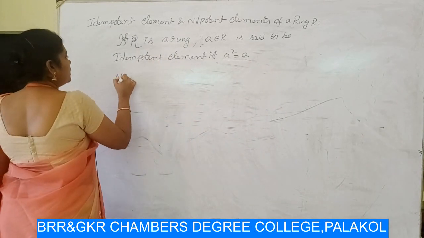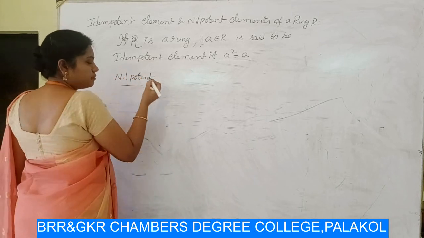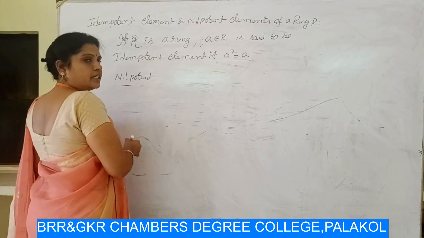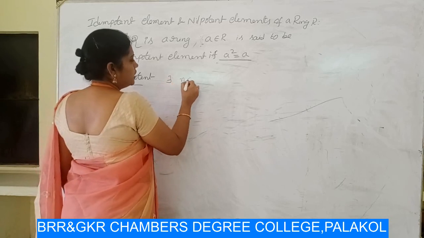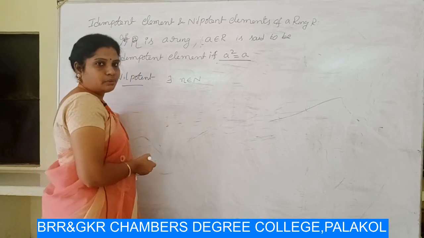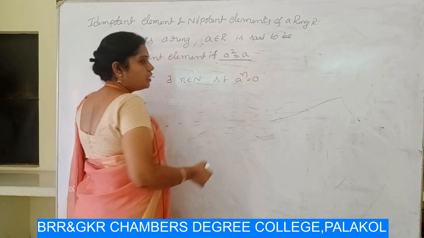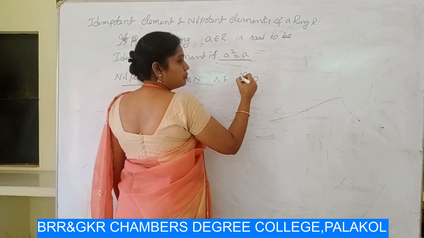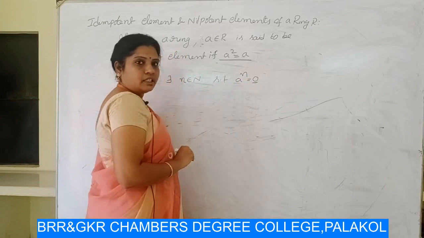And nilpotent element means if there exists an element A belongs to R, it is said to be a nilpotent element. For this element there exists a positive integer n belongs to N such that A power n is equal to 0. Here 0 is the zero element of the ring. That means A, multiplied n times, gives the 0 element.